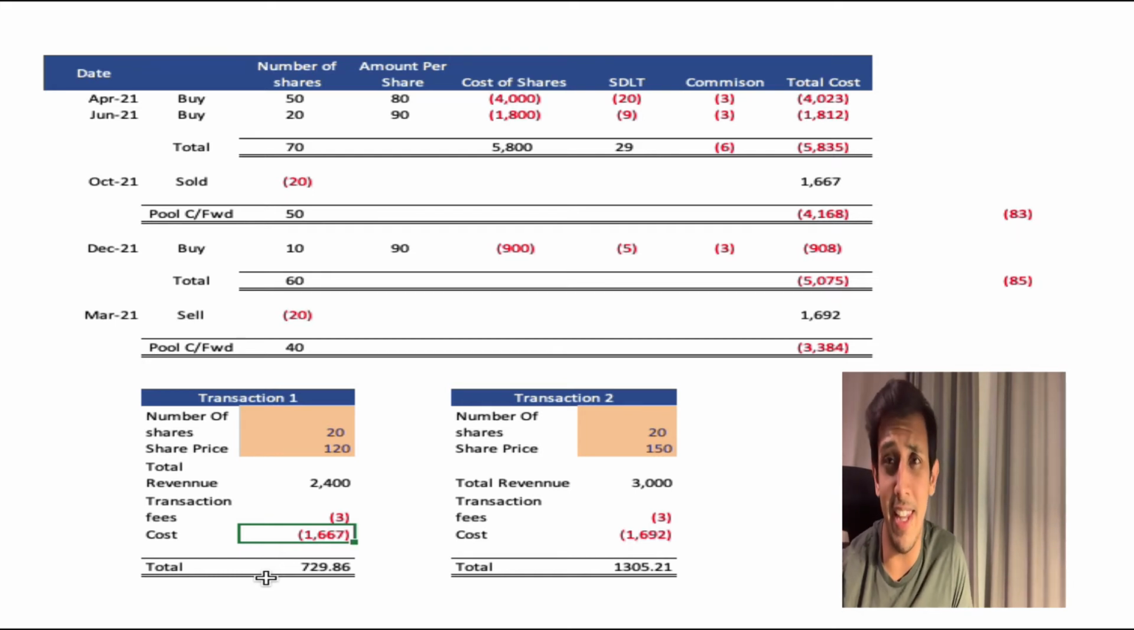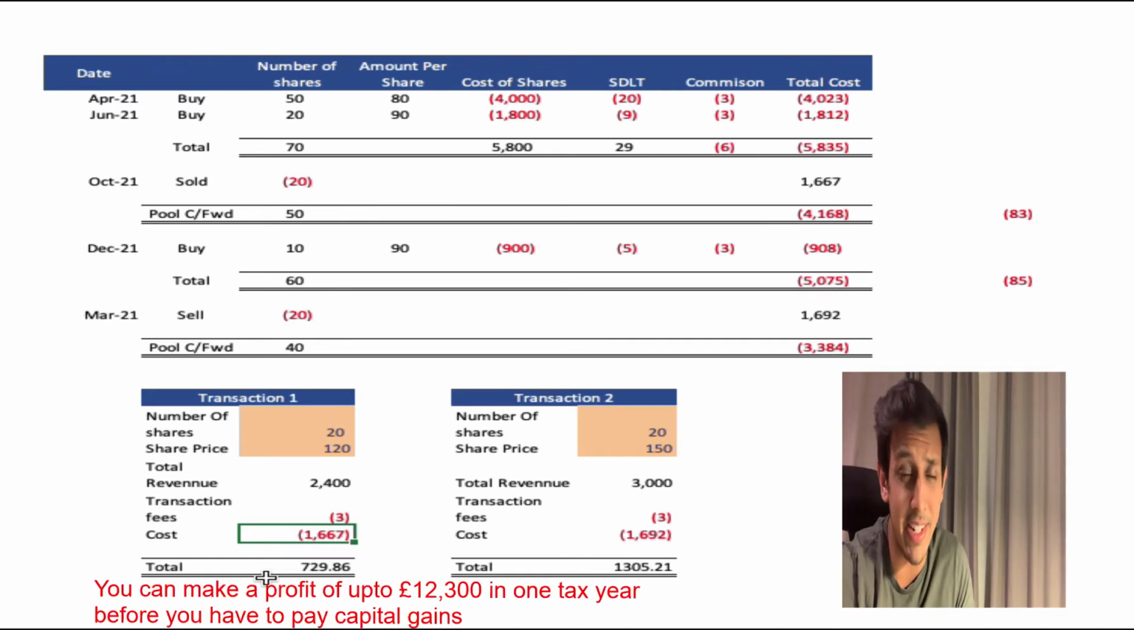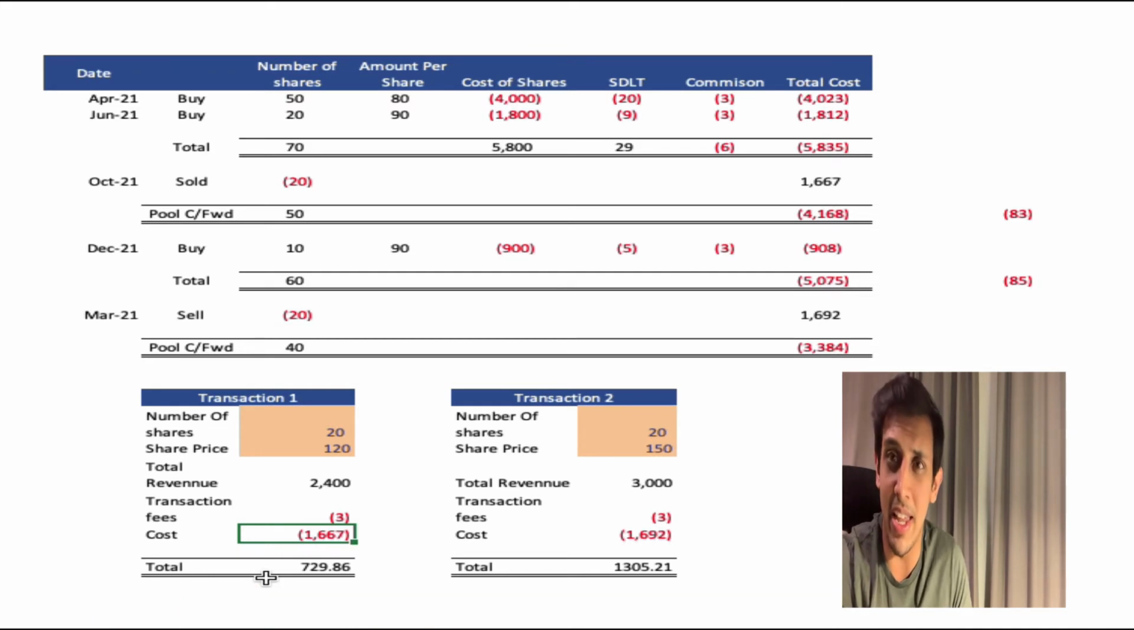Now in the UK the current band is 12,300, so we're quite a bit off of actually utilizing that and then being liable to pay tax on it at a rate of either 10% or 20%, depending on if you're a basic rate earner or a higher tax rate earner.